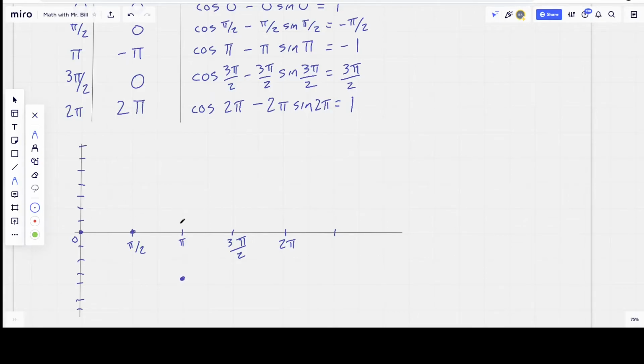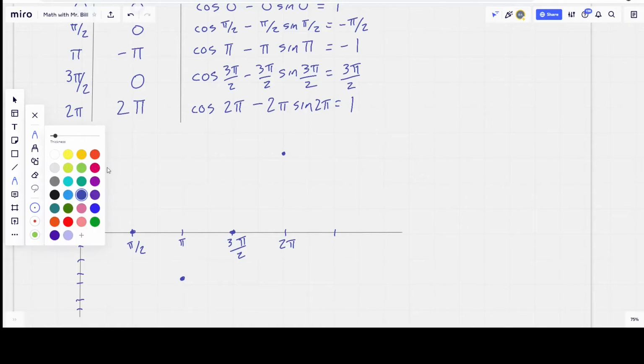So we've got 0 at 0, and at pi over 2, negative pi over 2, which is about negative 1.57. At pi, we're at negative 1. At 3 pi over 2, we're at positive 3 pi over 2. And then at 2 pi, we're at 1, and 2 pi is about 6.28. So we're up here. Okay, so now I'm going to put my derivative values down. And the way I do that is I use a line through the point, something like that. That's going to show me the slope.